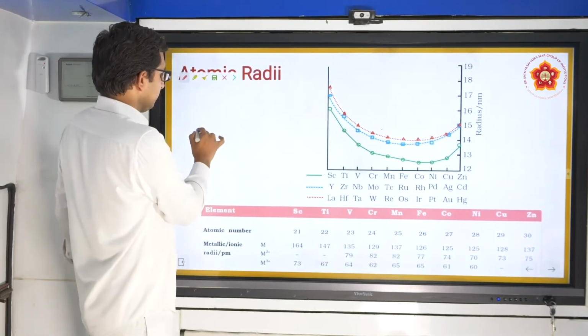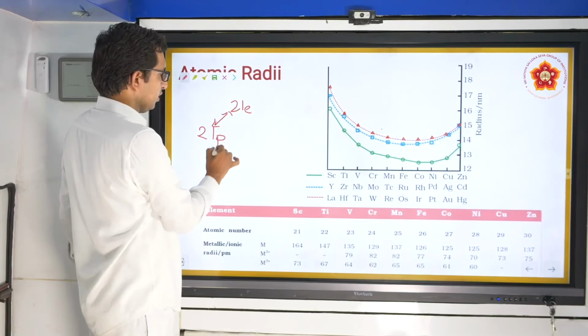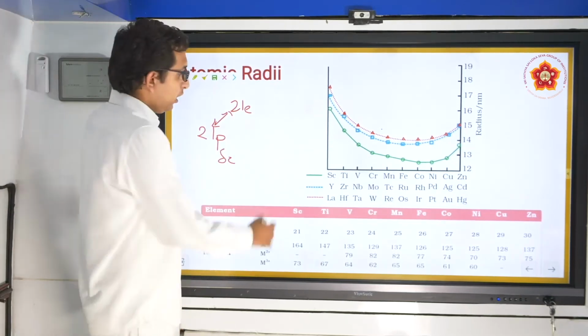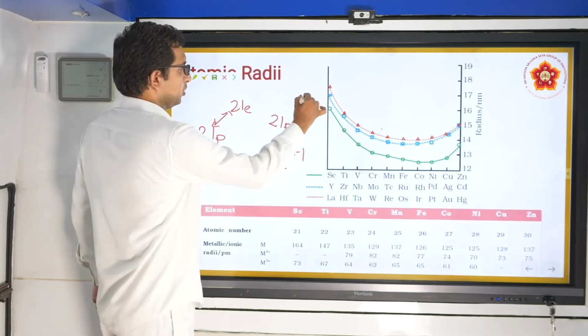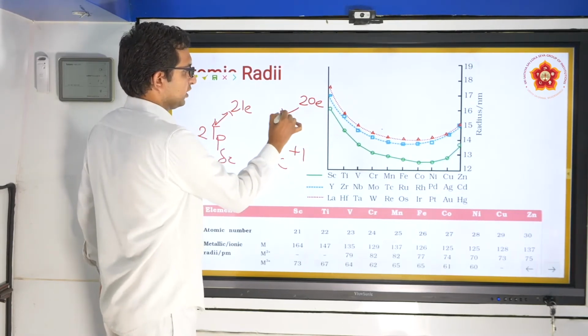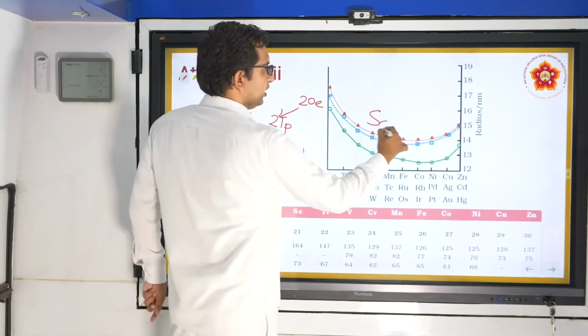So earlier, scandium has 21 each, a good number of attraction, this is for scandium. If it is plus 1, it will be 21 protons, but outside it will be 20 electrons, so attraction will be more towards the nucleus. If it is plus 2, let me write it here.